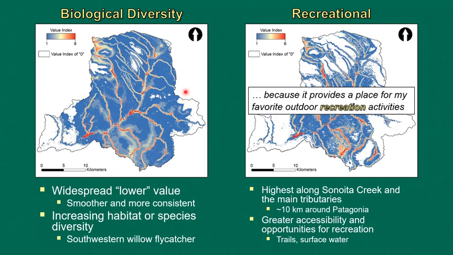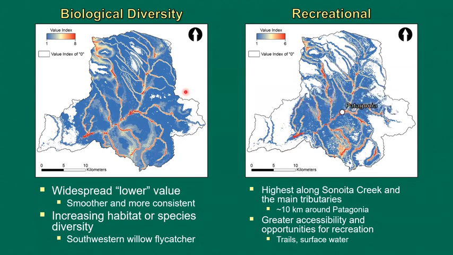Now, looking at recreational value, it was defined in the survey as because it provides a place for my favorite outdoor recreation activities. Generally, the highest value is along Sonoita Creek and the main tributary. So we start to see this pattern that's consistent. Just to identify some areas, this is Flux Canyon. This is Harshaw Creek extending through here. San Rafael Valley Road, you have Red Rock Canyon, Patagonia Lake. This is Temporal Gulch and Arizona Trail, and some areas up through here.